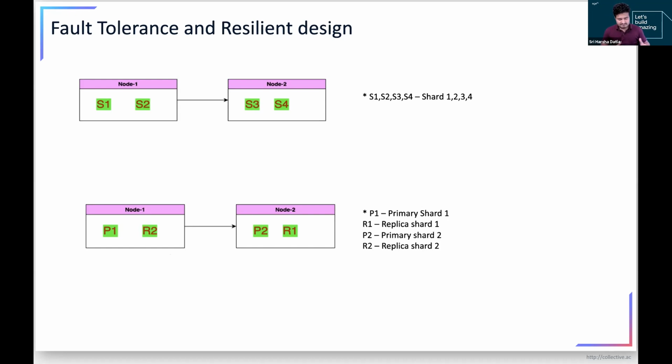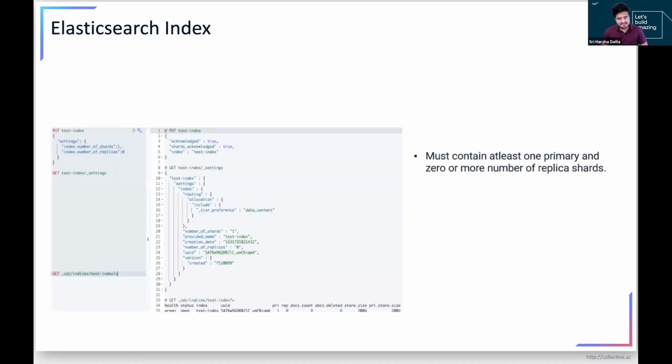Now coming back, the next slide we're talking about is the Elasticsearch index. I put a small snippet of how it looks. The left side is the operation, the right side is the output. Here I'm creating an index, all good. But in the settings that I gave, index.number_of_shards stands for primaries, and index.number_of_replicas stands for the replicas.